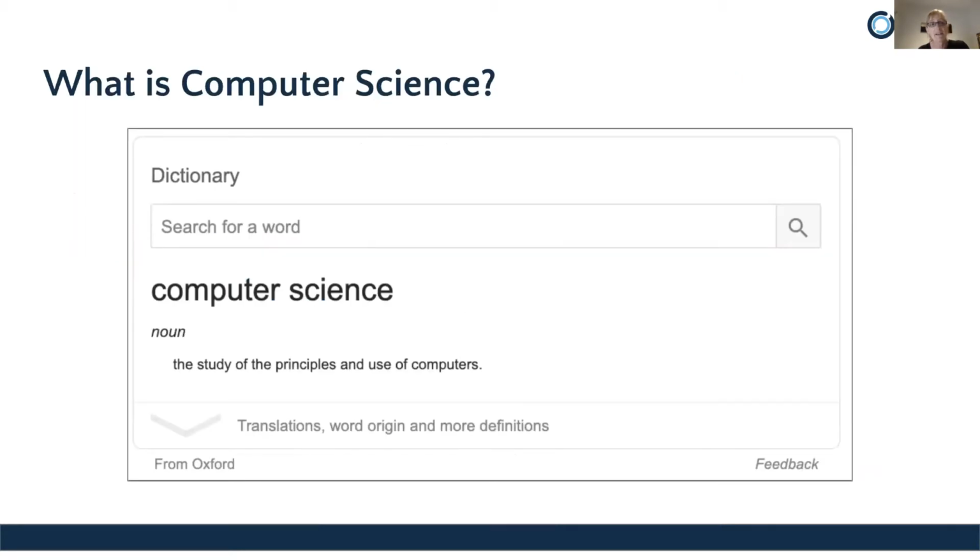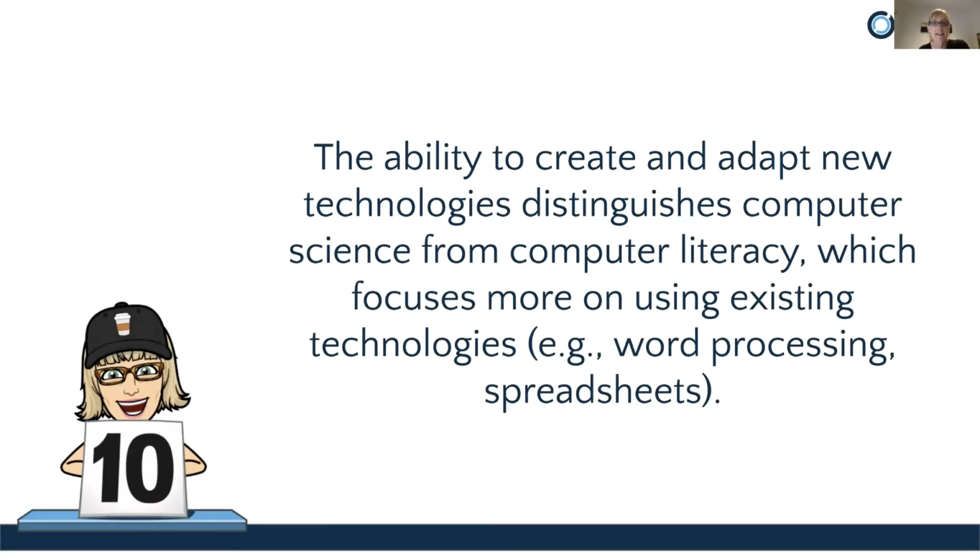And same as Lara, if I Google what is computer science, then this is what Mr. Google tells me: the study of principles and the use of computers. But of course, we know that it's way more than that. And really, it's about being able to be literate in a digital world.